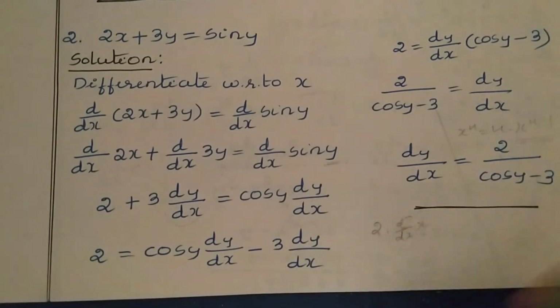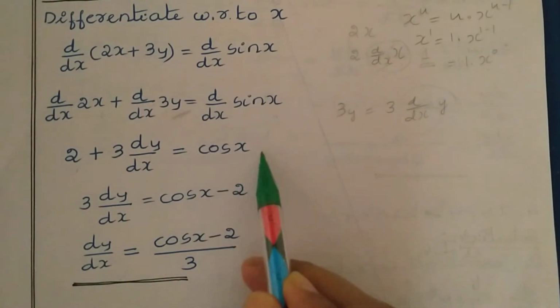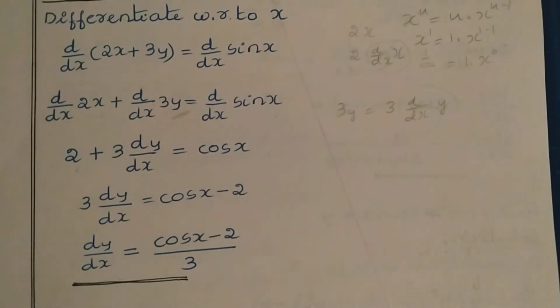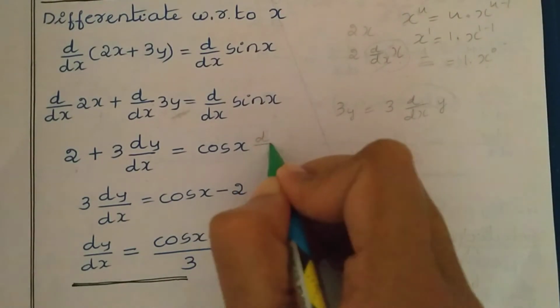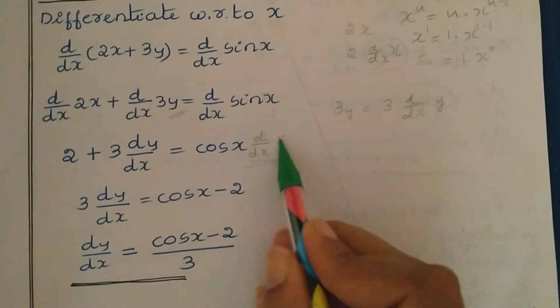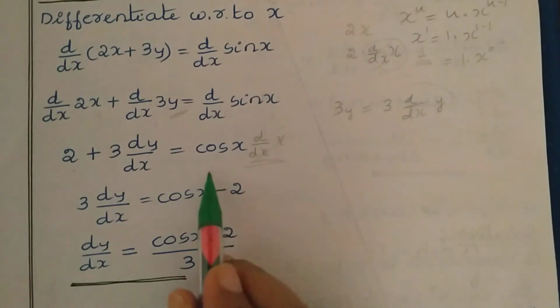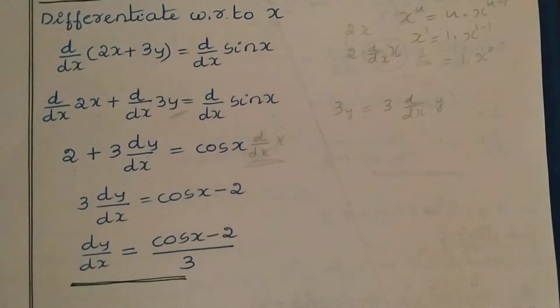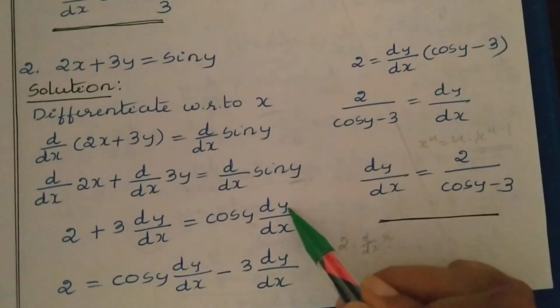You can observe one thing: in the previous problem we had sin x. There we have written just cos x, and then again we have not written the derivative of x. Even if you write it, it is cos x only. See, d by dx of x is nothing but, in the numerator we have dx, in the denominator we have dx. This will get cancelled and here we get cos x only. Whereas here we have just y, so that's why we get dy by dx.